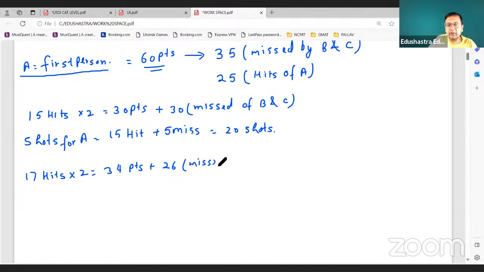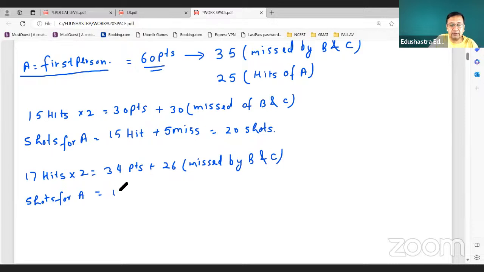So those 26 are missed by B and C. Done. So this means remaining, how much? 9 shots missed by A, right? Because the total is 35 and B and C are missing 26 shots. So 26 subtracted from 35, how much is there? 9 shots. So I can now calculate the shots for A.